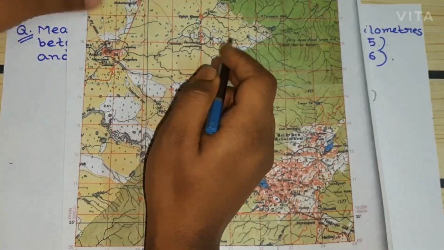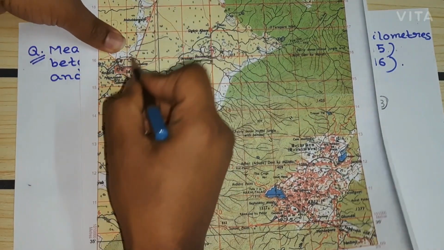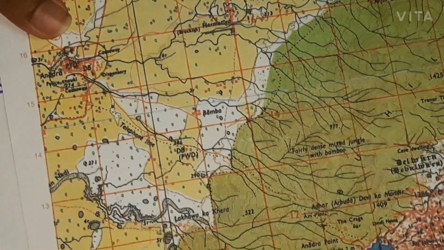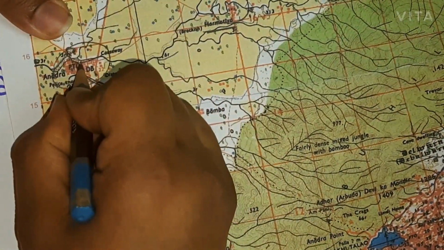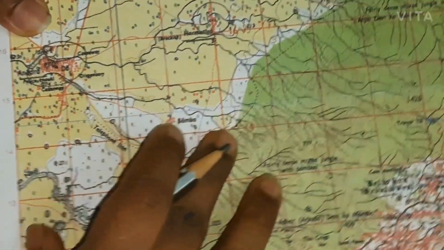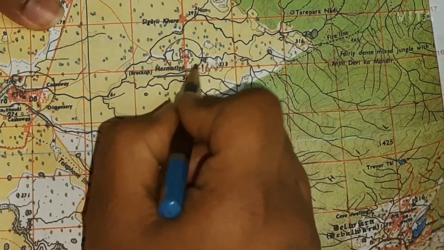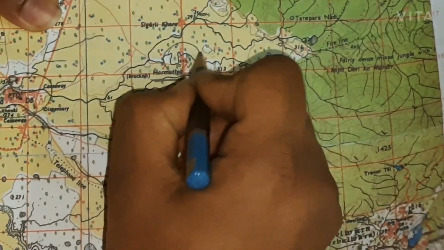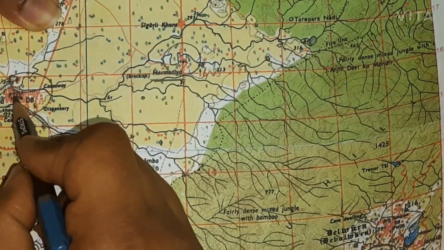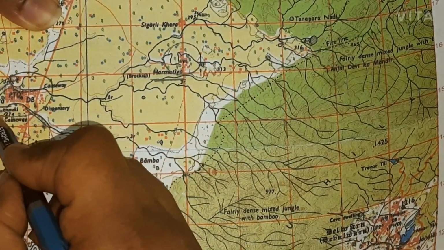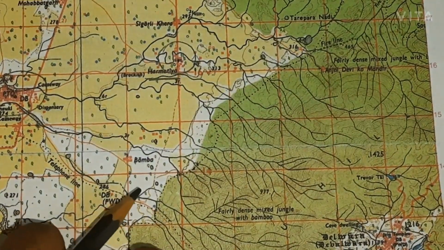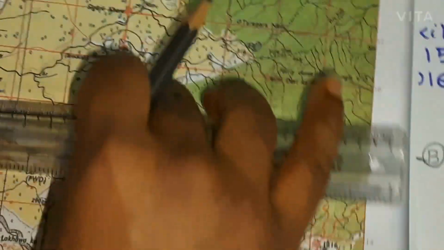Anadro and Harmatia. Firstly, we need to find out the center point of each settlement. Okay, so suppose this is the center point of settlement Anadro, and the center point of settlement Harmatia is this. So we need to take the shortest distance between settlement Anadro and settlement Harmatia. Okay, so we'll use the scale.